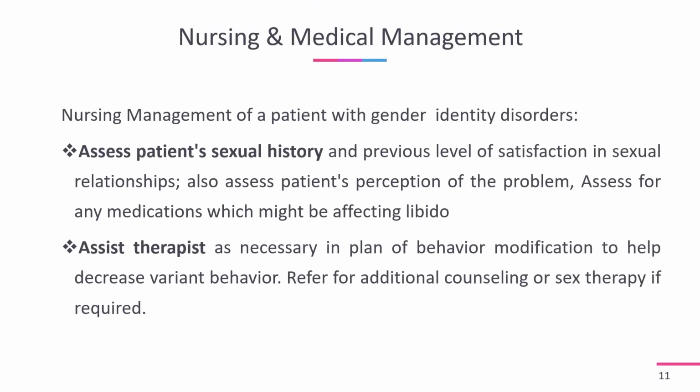Nursing management of a patient with gender identity disorders includes first, assessment of patient's sexual history and previous level of satisfaction in sexual relationships. Also assess patient's perception of the problem. Assess for any medication which might be affecting the libido. Second, assist the therapist as necessary in the plan of behavior modification to help decrease variant behavior, and also refer for additional counseling or sex therapy if required.